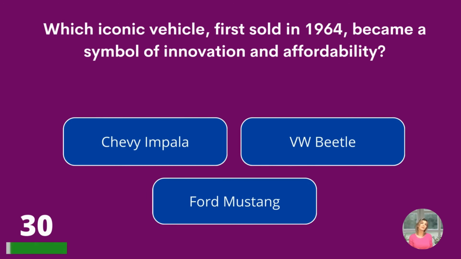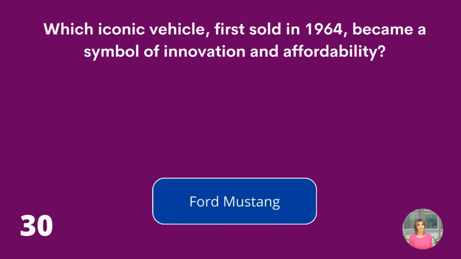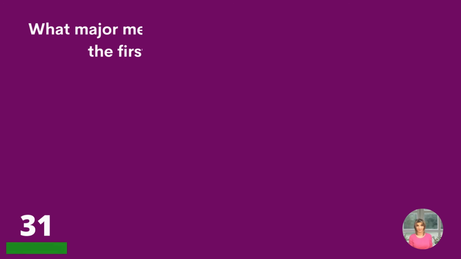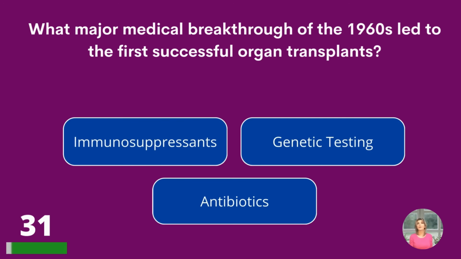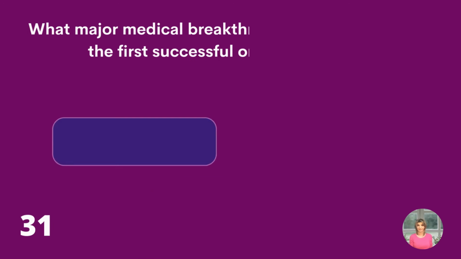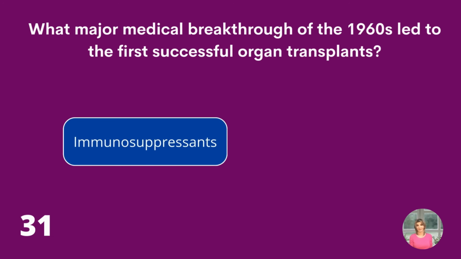Which iconic vehicle, first sold in 1964, became a symbol of innovation and affordability? The Chevy Impala, the VW Beetle, or the Ford Mustang? The Ford Mustang. What major medical breakthrough of the 60s led to the first successful organ transplants? Immunosuppressants, genetic testing, or antibiotics? Immunosuppressants.